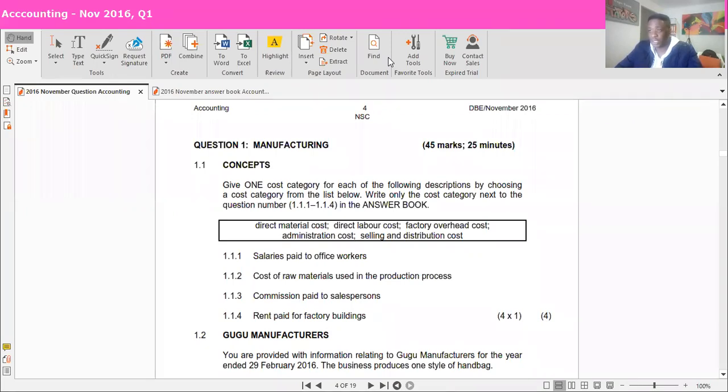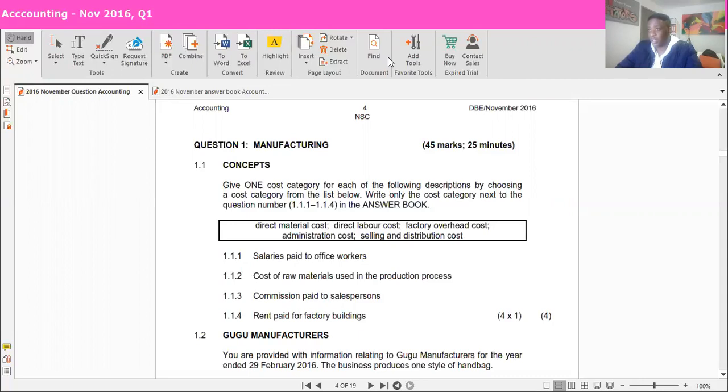The first one says salary paid to office workers. If you look at it, it's not direct material cost. It's not direct labor cost because they are office workers. It's not a factory overhead cost because it's paid to office workers. So it will be an administration cost. Moving on to 1.1.2, it's the cost of raw materials used in the production process. That is essentially what direct material cost is. So it will be direct material cost.